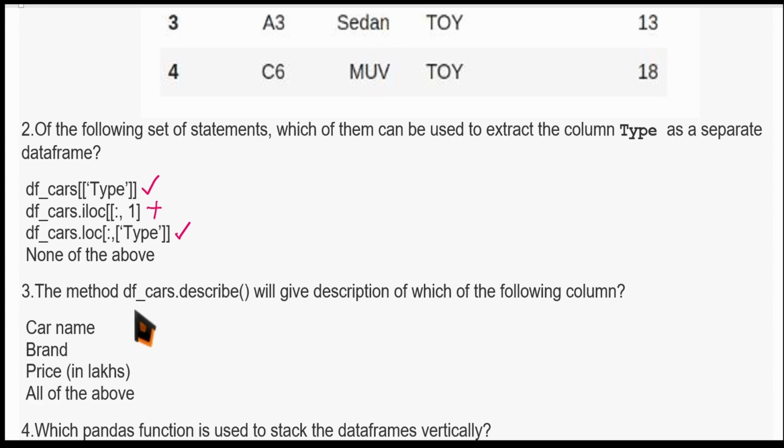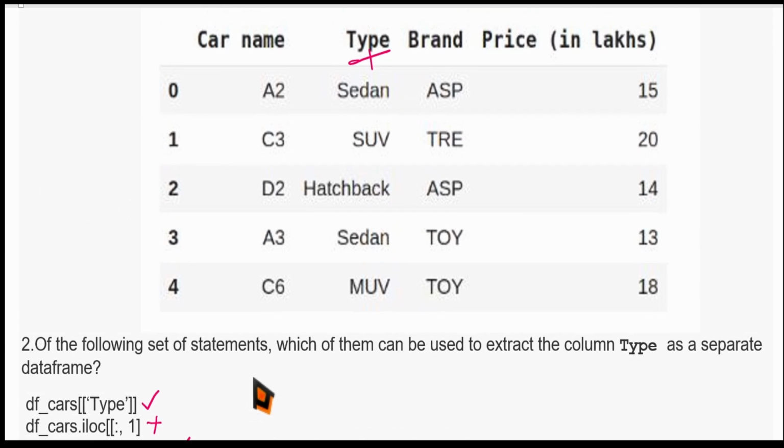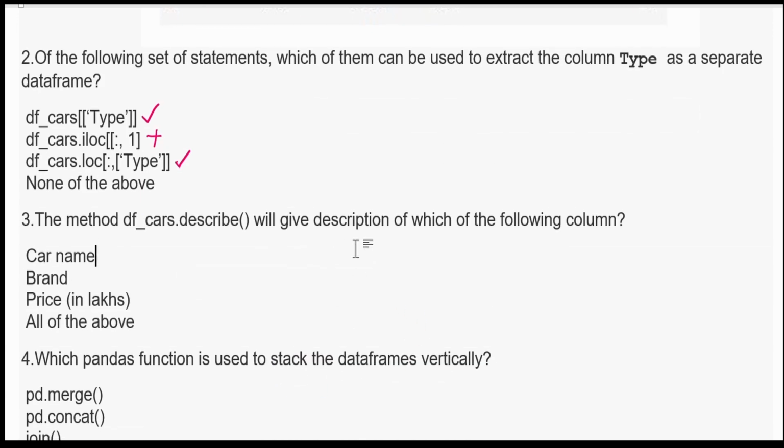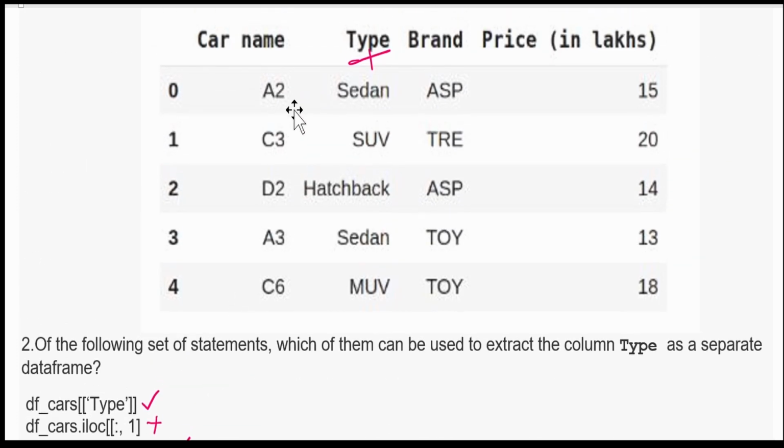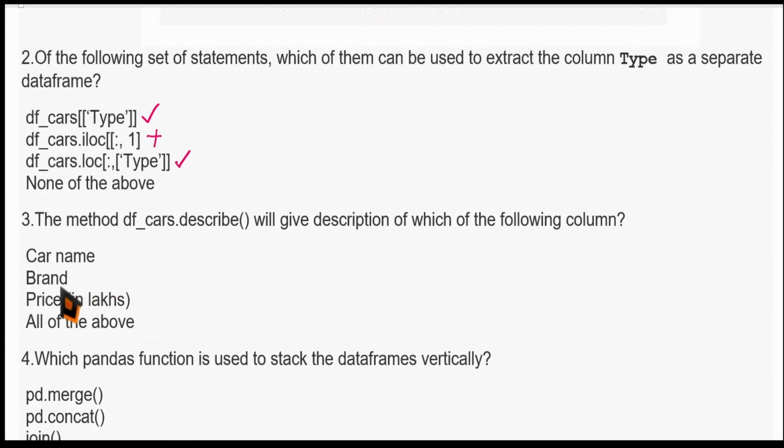The method df_cars.describe will give the description of which of the following columns? Car name, brand, price, all the above. Car name is a categorical value. Actually, the describe method will provide the mean value, maximum value, minimum value, etc. For a categorical variable, we may not find those things. So this is not correct.